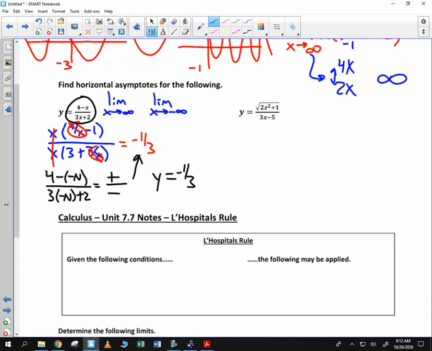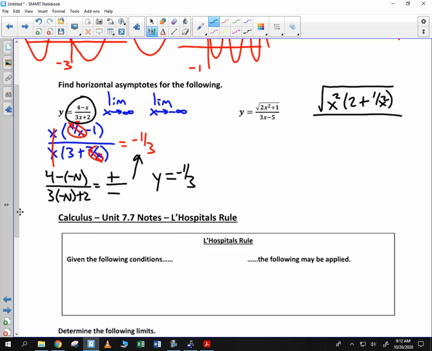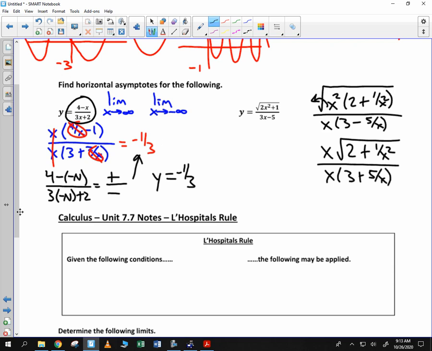We're going to use that thinking to try to work through this last one, because it is slightly different. I'm going to factor out that x squared. I get 2 plus 1 over x squared. And then I'm going to factor x out the bottom, and I get 3 minus 5 over x. And draw the x squared out, so I have an x times the root of 2 plus 1 over x squared, all over x times 3 minus 5 over x. Notice as the limit goes to positive or negative infinity, these will disappear. And the x's go away. And so you leave your answer as root of 2 over 3.